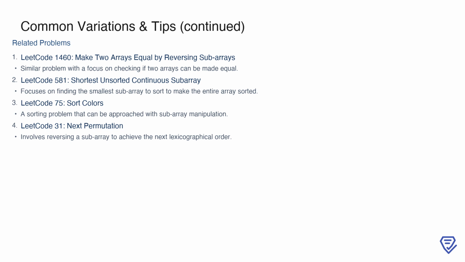For example, problem 1460, make two arrays equal by reversing subarrays, focuses specifically on determining whether two arrays can be made equal. Another related problem is 581, shortest unsorted continuous subarray, where the goal is to find the smallest subarray that, when sorted, makes the entire array sorted. Problem 75, sort colors, involves sorting elements with a limited number of distinct values and often uses subarray manipulation as part of its solution. Finally, problem 31, next permutation, involves reversing a subarray to achieve the next lexicographical order of elements. Studying these problems can deepen your understanding of subarray operations and provide additional strategies for tackling variations of this problem.